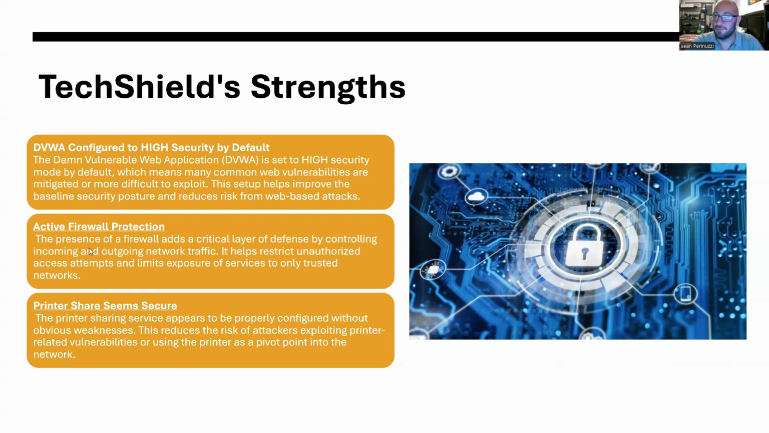Active firewall protection, I believe, is another strong point for Techshield's company. We were acting as insider threats during this penetration test. Had there been a firewall to block our access, I don't believe we would have been able to get as far as we did. The last strength, I believe, is that the printer share seems to be secure. There weren't many open ports. There was only the one for the share itself, and it didn't seem to be misconfigured in any way.